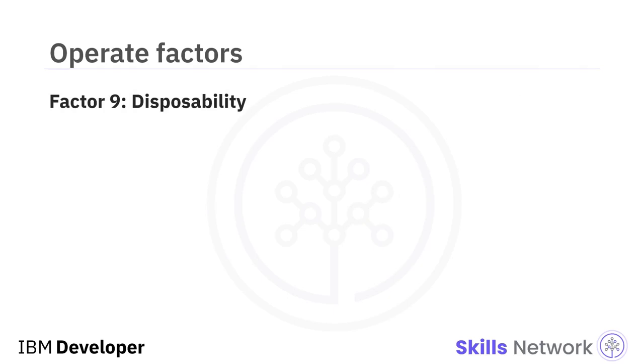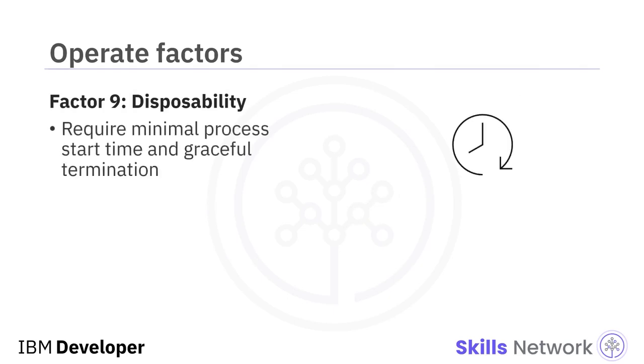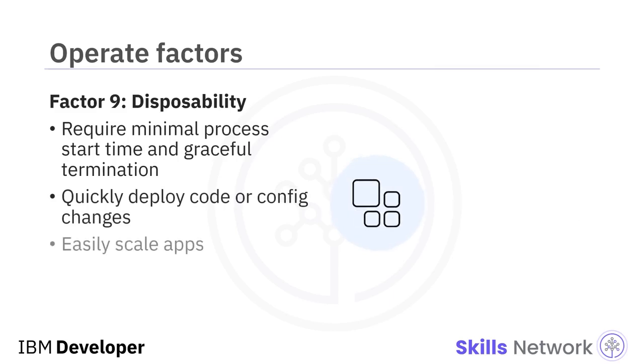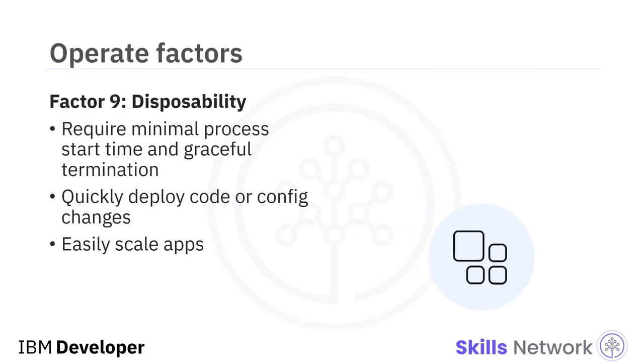Factor 9 is disposability, and it specifies that application processes require minimal startup time and should end gracefully when terminated. Quick startup lets you quickly deploy changes to code or config. And you can also easily scale apps because new deploys start quickly.